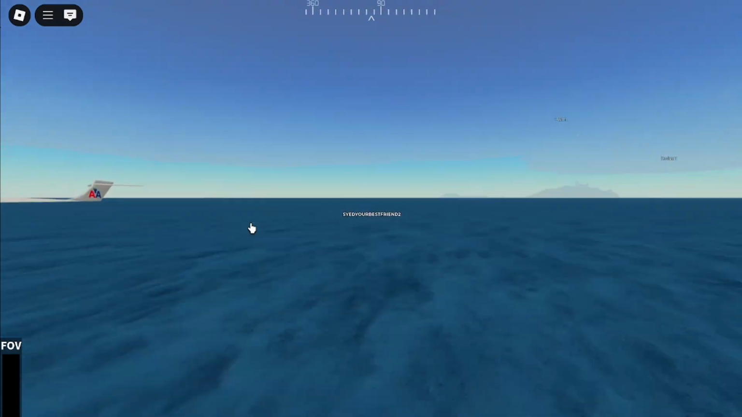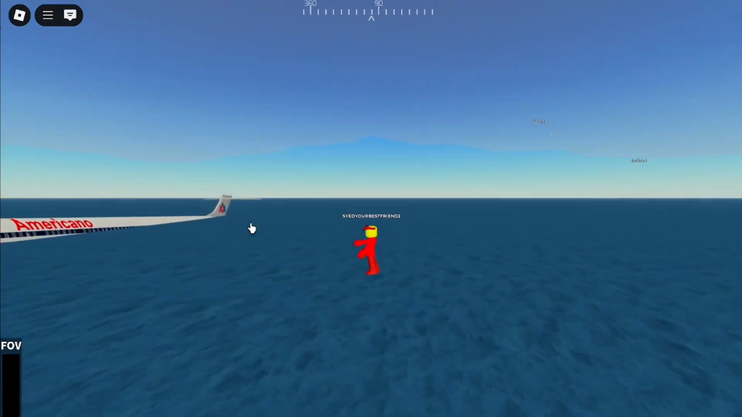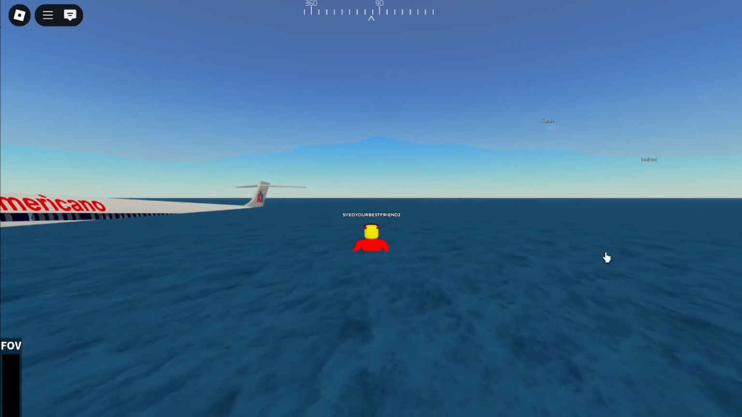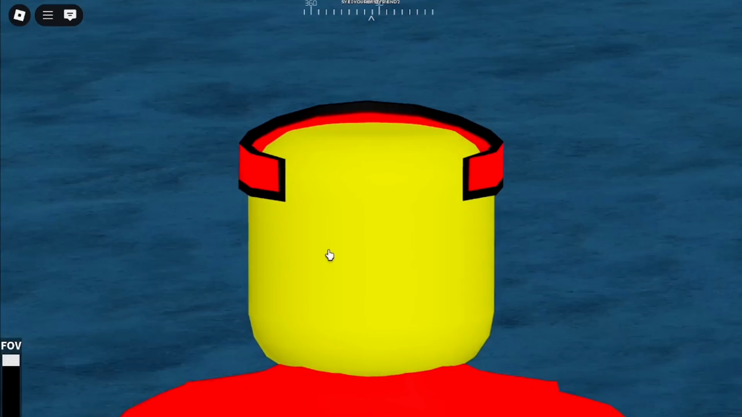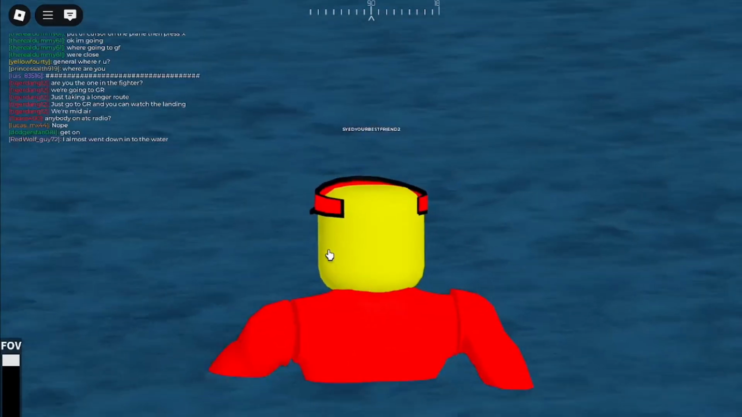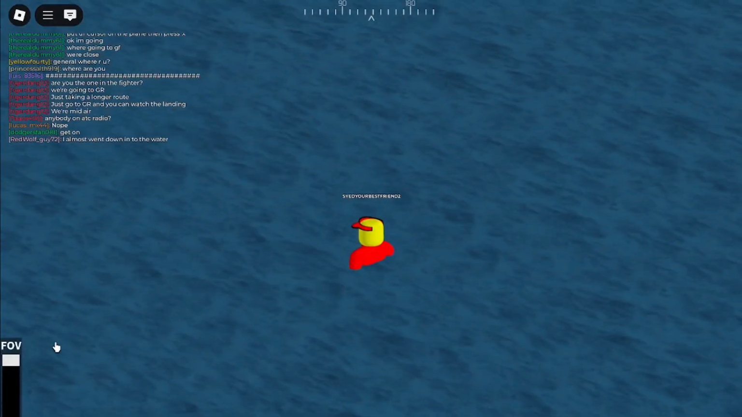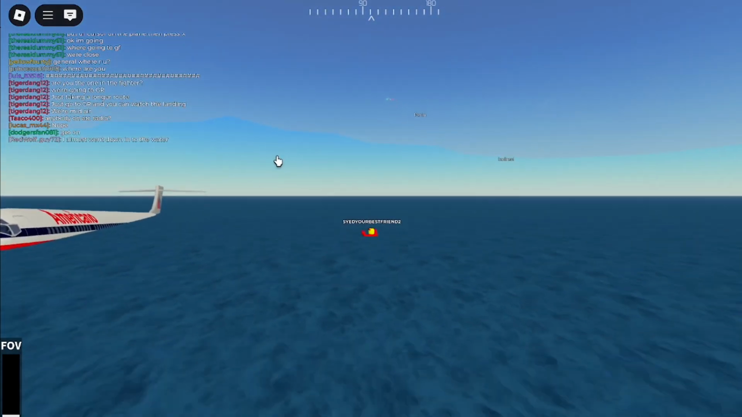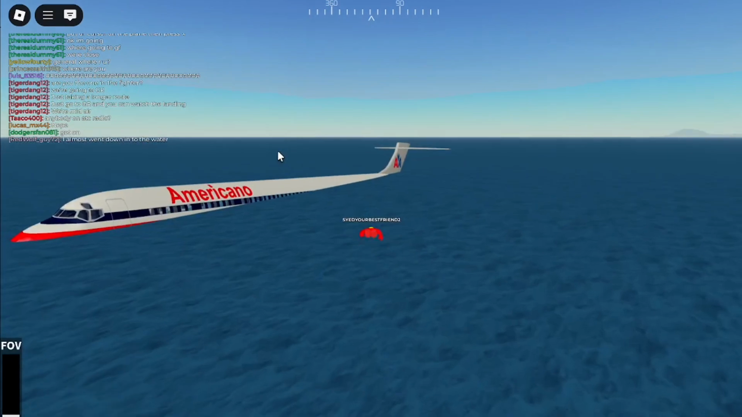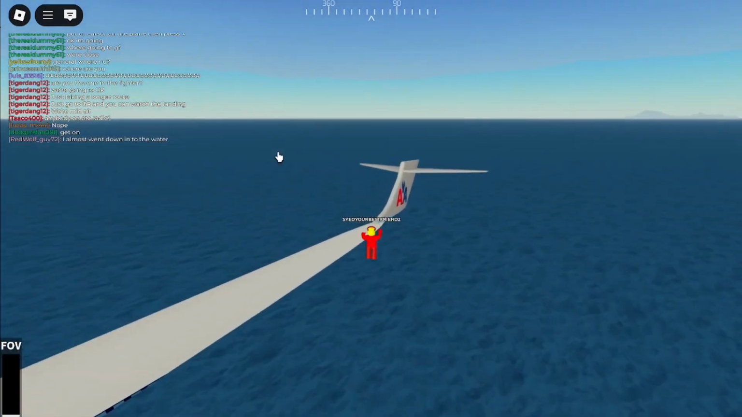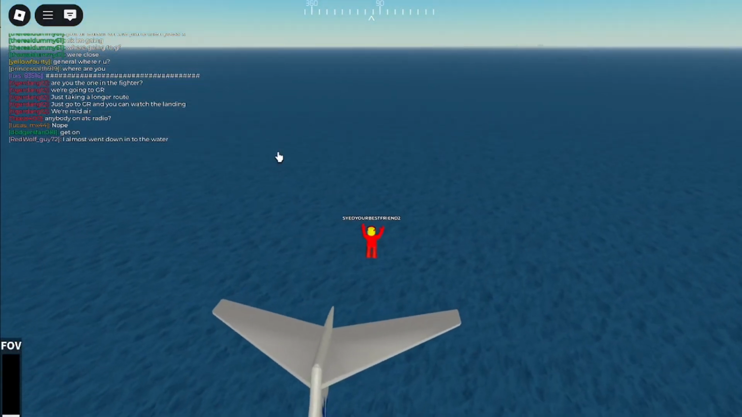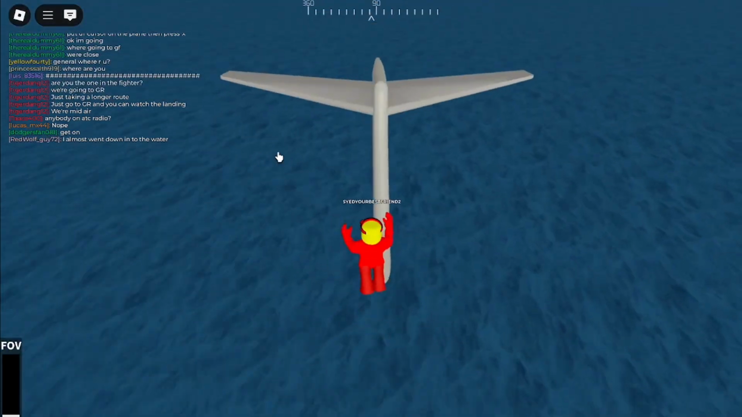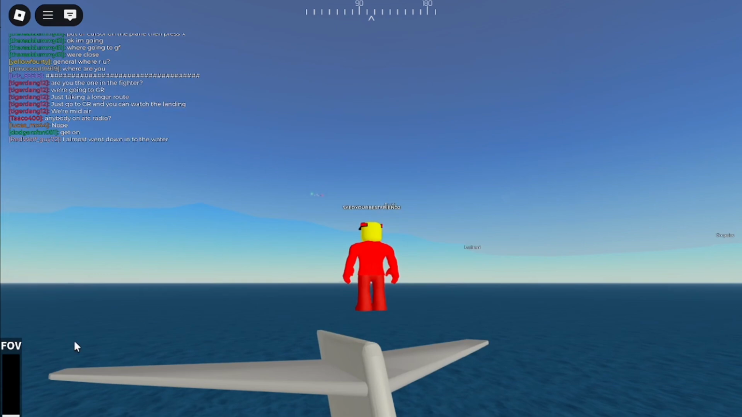Oh, I went way off course. That's terrible. Oh, look at that. There's another plane right there. It's a nice plane. Wait, can I zoom in? Where's that plane at? I want to see that plane. Let me see that plane. Wait, hold on. Where's that plane at?